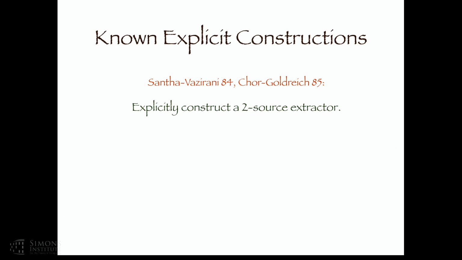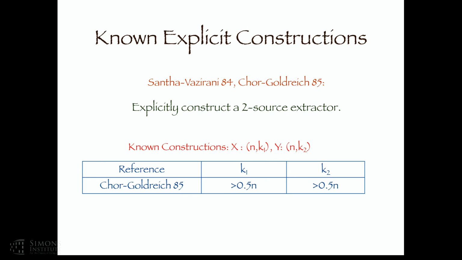This question of explicitly constructing two-source extractors was raised in the 80s, and the first work, by Chor and Goldreich, gave an extractor which works when both the sources X and Y have min-entropy slightly larger than n/2. Bourgain slightly improved the situation after 20 years, using sophisticated methods from additive combinatorics, and got it down to (0.5 minus alpha) times n, where alpha is a very small universal constant.